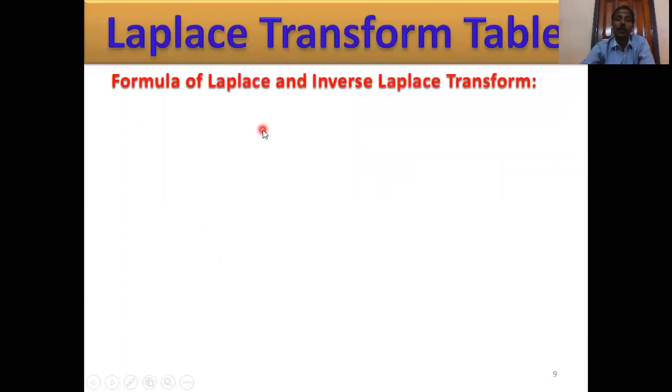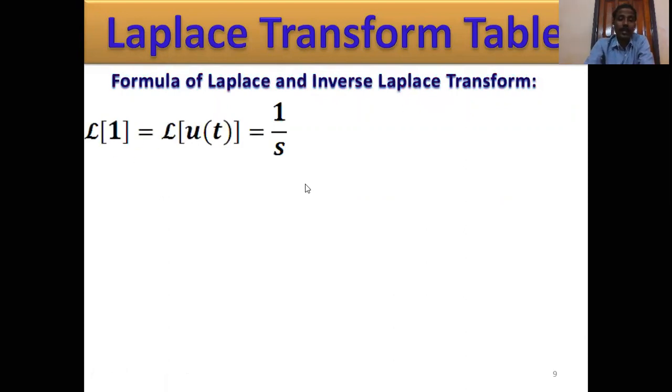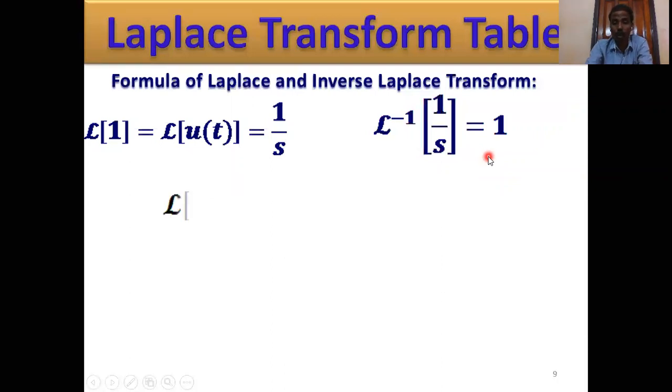So the Laplace transform table. This is the formula: formulas of the Laplace transform and inverse Laplace transform. What is the formula? This is the first formula. The Laplace transform of 1, the unit step function, equals the Laplace transform of u(t) equals 1 by s. This is the Laplace transform formula. And the inverse Laplace of 1 by s equals 1.